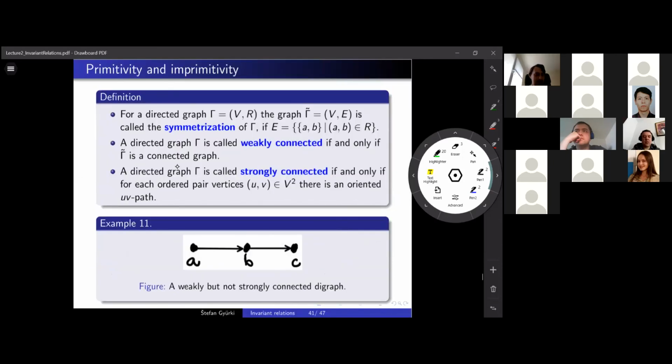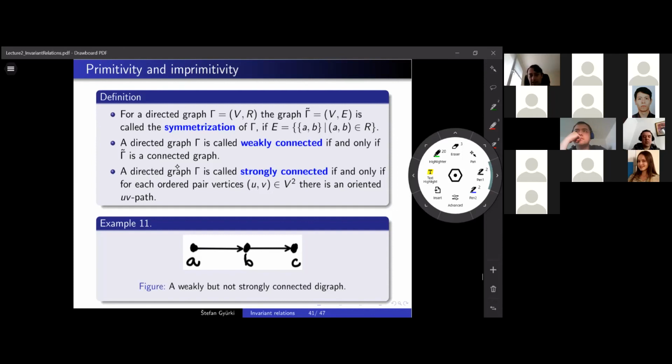Okay, I still need some time, but let's go a bit to pure graph theory. I think almost everybody here knows what a weakly connected and a strongly connected digraph is. Just to recall, a weakly connected digraph is a digraph such that if you forget all the orientations of the darts, you obtain a connected graph. And the digraph is strongly connected if between each pair of vertices you have an oriented path which goes from one vertex to the second vertex.